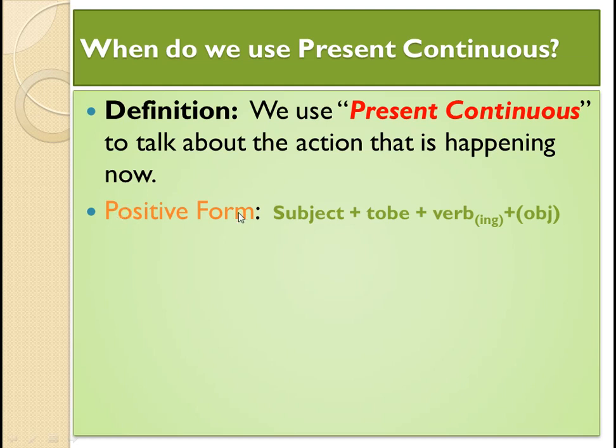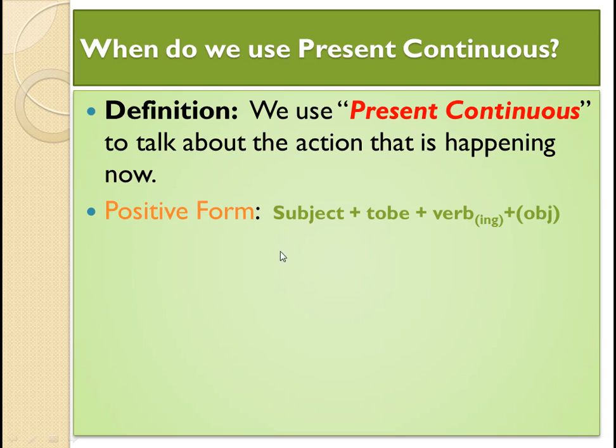Now go to positive form. In positive form here, they have subject, to be, verb ing, and object. Object here, I put it in parentheses because some verbs don't have an object, they don't need an object.